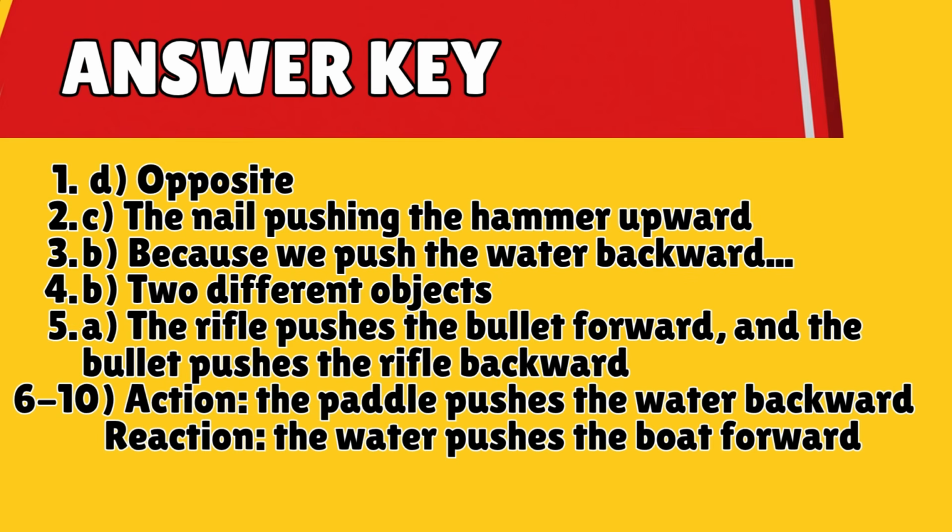And now let's check your answers. Number 1, the correct answer is D. Opposite. Number 2, the correct answer is C. The nail pushing the hammer upward. Number 3, correct answer is B, because we push the water backward. Number 4, correct answer is B, two different objects. Number 5, the rifle pushes the bullet forward and the bullet pushes the rifle backward. And for number 6 to 10, the action is the paddle pushes the water backward and the reaction is the water pushes the boat forward.